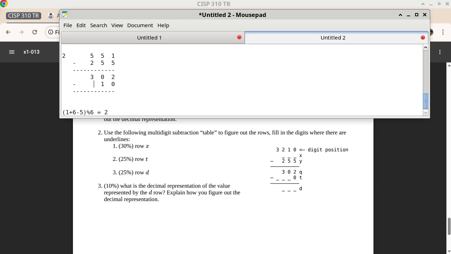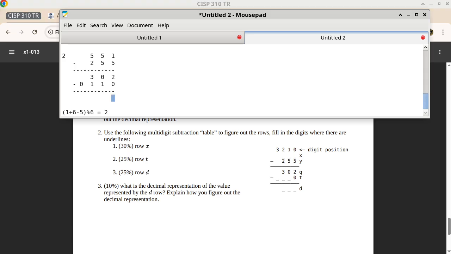So now you look at the borrow flag here. 5 minus 5 is not going to have a borrow, but 0 minus 1 does have a borrow. So we have to stick a borrow here. And then the borrow over here is going to be a 0 because 5 minus 2 does not have a borrow. 3 minus 1 also does not have a borrow. So if neither has a borrow, then the overall borrow from the next digit is going to be a 0. And now we just have to work out the last row.